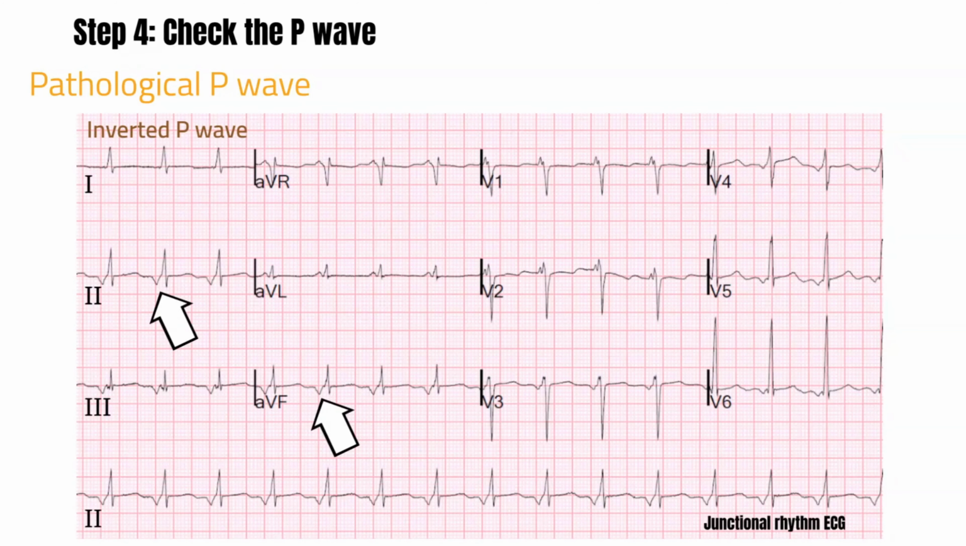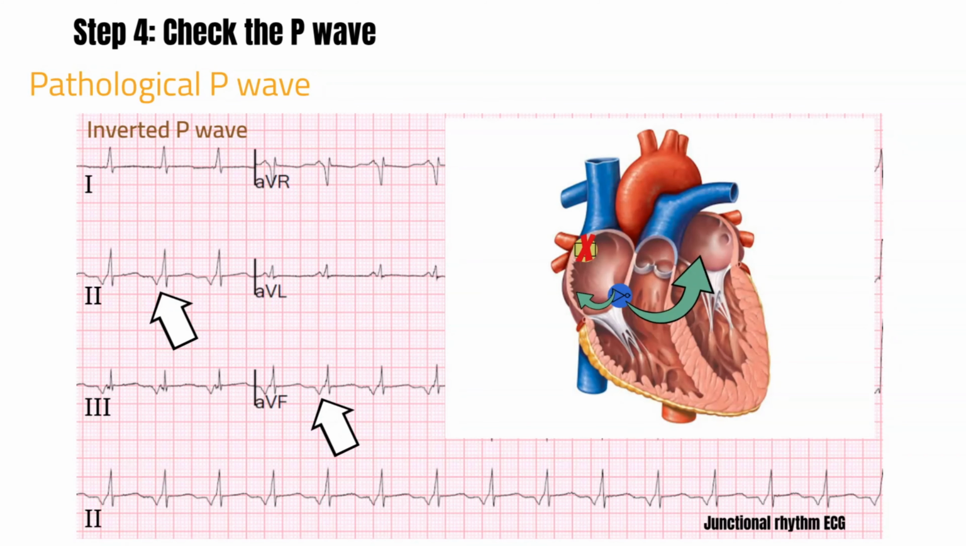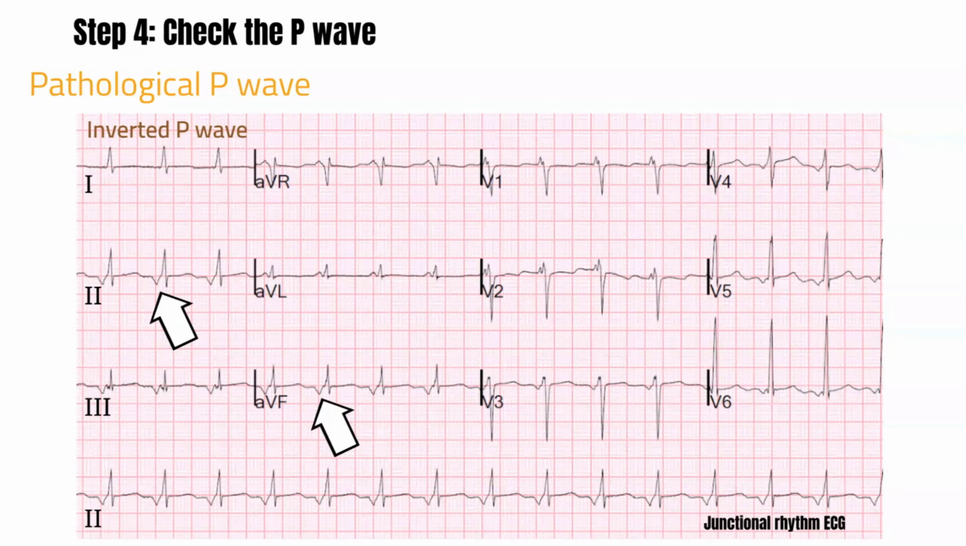This ECG is a junctional rhythm. In junctional rhythm, the direction of conduction to the atria is considered retrograde since it is traveling up to the atria from the AV node instead of down the atria from the SA node. This results in an inverted P wave in lead 2, which is normally upright in sinus rhythm, and an upright P wave in AVR, normally inverted in sinus rhythm.